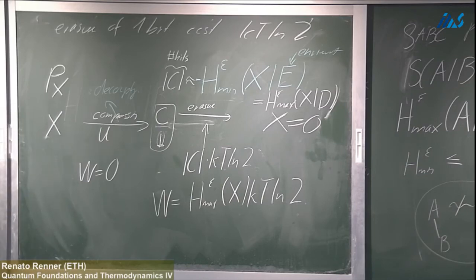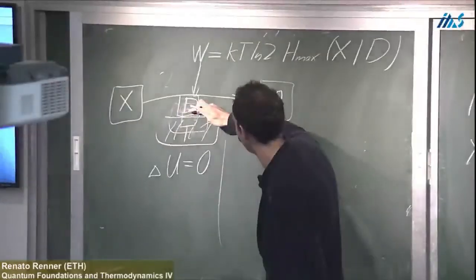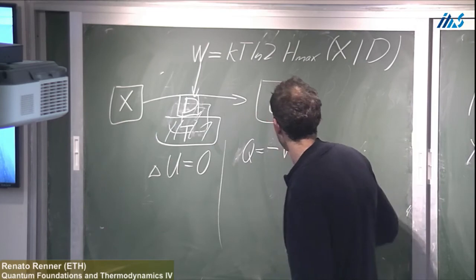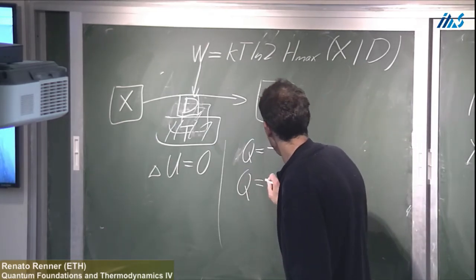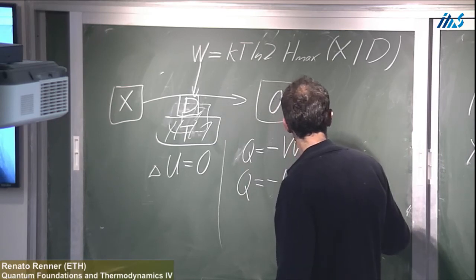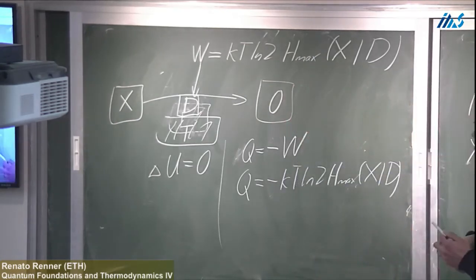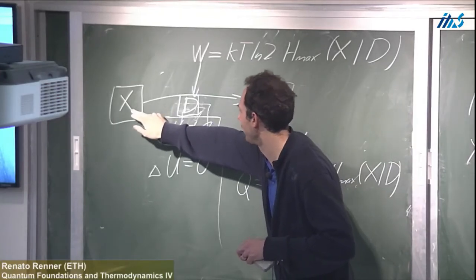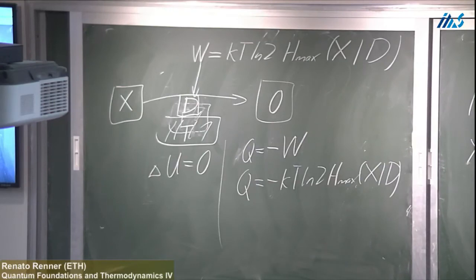But this means that the heat that is produced in this, so if I put work into the system, it means that there is also some heat, which is minus the work. So I can now calculate the heat, but the heat will just be Q, will just be minus this thing. It's kT ln2 times H max of x given D. So this is the heat produced in a process where I erase a system, so where I reset the system from here to here. And now let's look at what that tells us for the thermodynamic entropy.